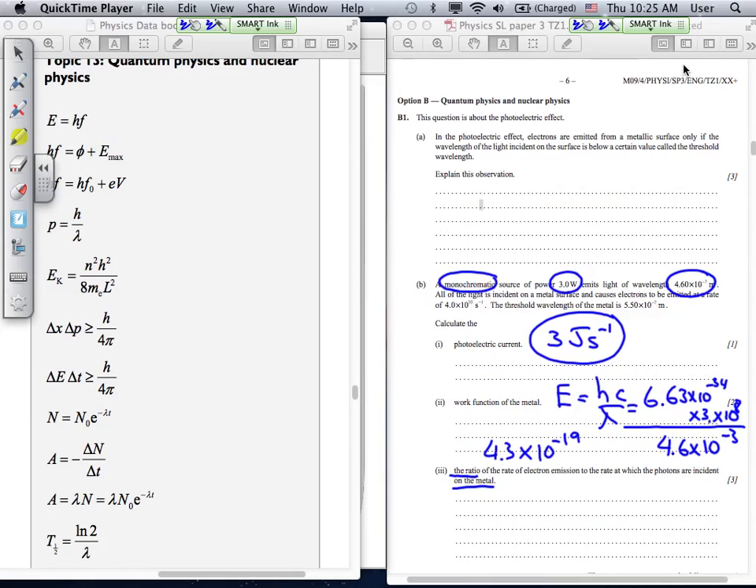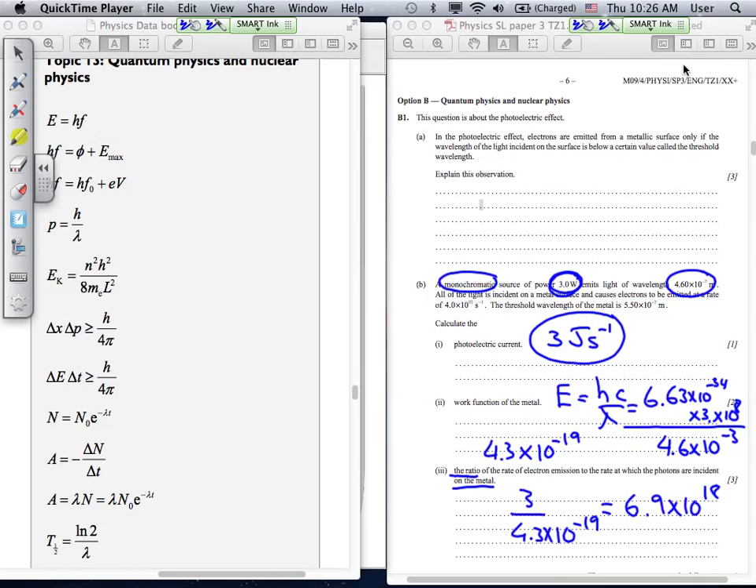I'll keep this value in my calculator, and then I'm going to take the 3 watts and divide 3 by that value, 4.3 times 10 to the negative 19, and you'll get 6.9 times 10 to the 18.